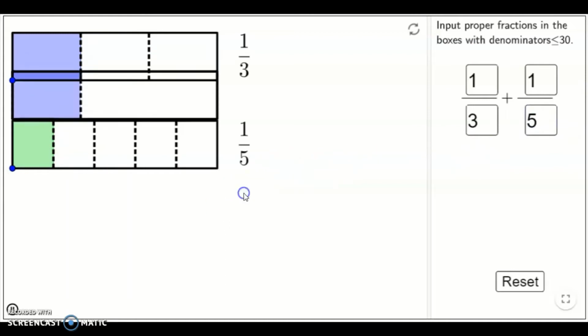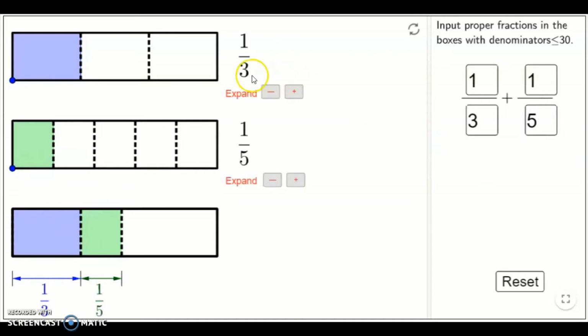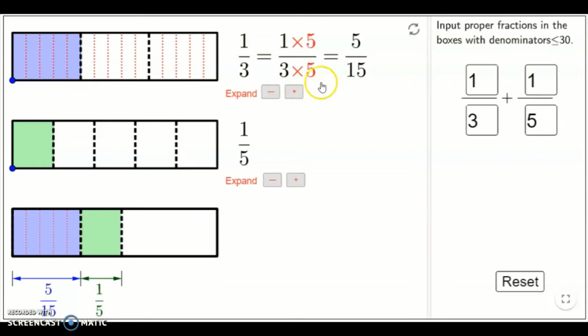So here we can add them. Again, we need a number on the denominator to be shared between them. 2 will give me 6ths. That's not in the 5 times table. 3 will give me 9. That's not in the 5 times table. 4 will give me 12. That's not in the 5 times table. And 5 will give me 15.